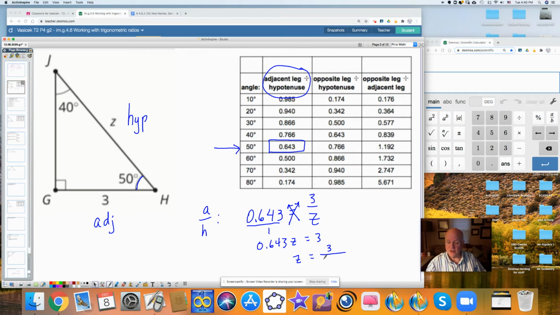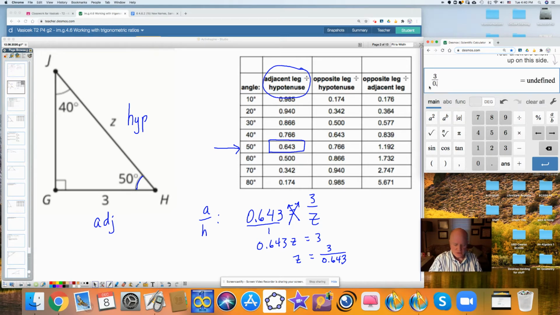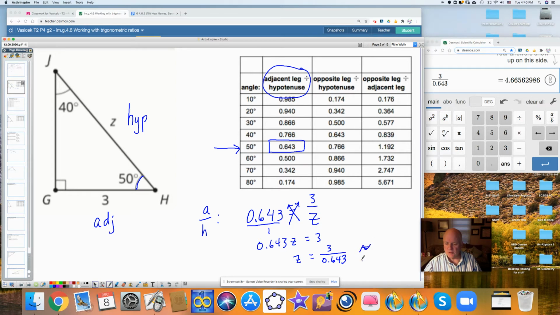Now I'm going to let you do that on your own calculator. We could do it right over here on the Desmos scientific calculator. In fact, I could do it right now. I'll plug it in here: 3 divided by 0.643, and I get 4.7. So my z value here is approximately equal to 4.7.